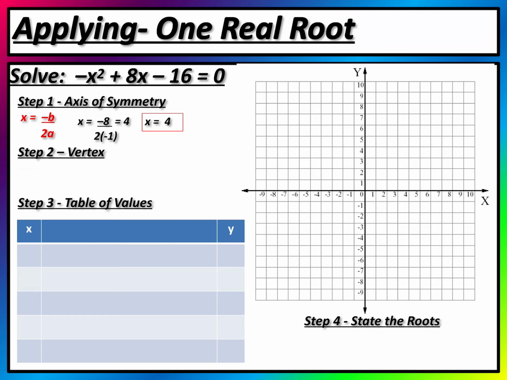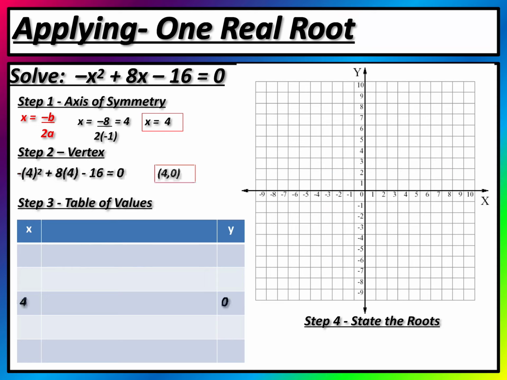Okay, the AOS leads us into our vertex. So remember, they share the x value. So we're going to plug 4 into the function in order to solve for our vertex now. We get 0. The vertex is an ordered pair, however. 4, 0. Okay, AOS is a vertical line. Vertex is an ordered pair.